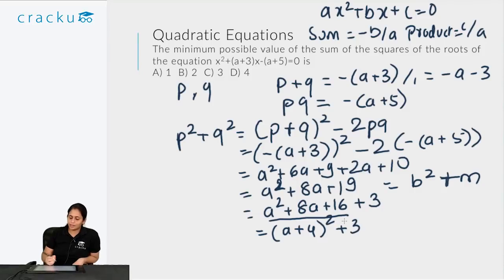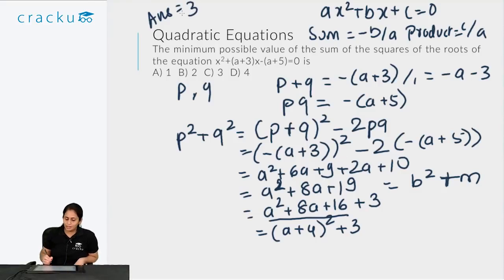plus 3. Now the minimum value a plus 4 the whole square can take is when a is equal to minus 4. When a is equal to minus 4, this will become 0. At all other values other than minus 4, this value will be positive. So the minimum value of this part of the term is 0. So what is the minimum value of p square plus q square? That is when a is equal to minus 4 and the minimum value is 3. So the minimum possible value of the sum of squares of the roots of the equation is 3.